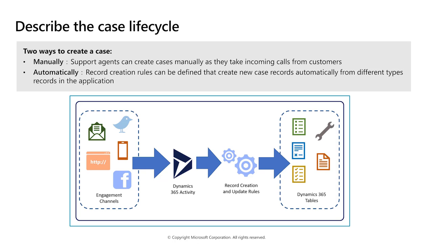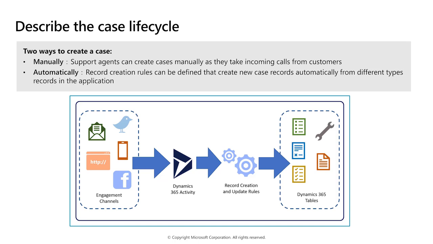Alternatively, cases can be created automatically. We can use record creation rules to define the different types of records in the system, and when certain records are created, say a phone call activity with certain information specified on it, we can specify the system to then go ahead and automatically create the case for us. So again, this is the other way we can do it.